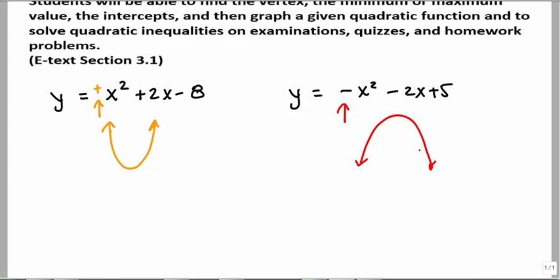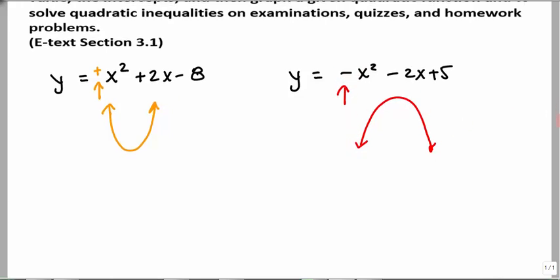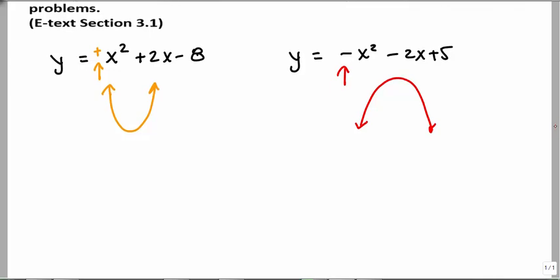So to get started, when we're looking at a parabola, the first thing we want to know is whether it opens up or down. It opens up if the leading coefficient, which means the coefficient in front of the squared term, is positive. And it opens down if the leading coefficient is negative. So those are two important things to keep in mind.